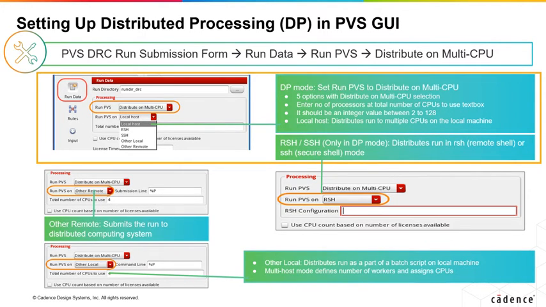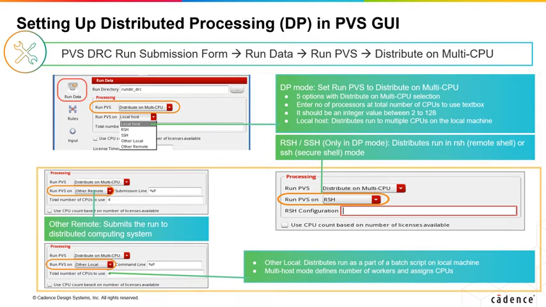The DP mode comes with 5 options to distribute the jobs and run PVS on. The local host option will distribute the run to multiple CPUs on the local machine. The other local option will distribute the run as a part of a batch script on the local machine. If you specify %p in the command line field and press submit, the run will be equivalent to the local run mode. The Use Other Remote option submits the run to a distributed computing system.